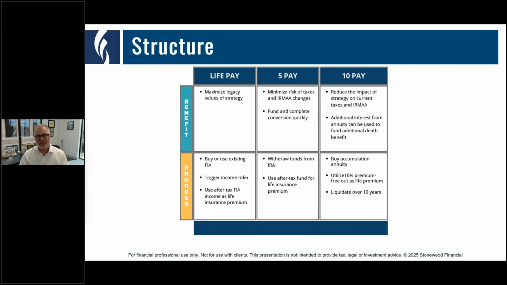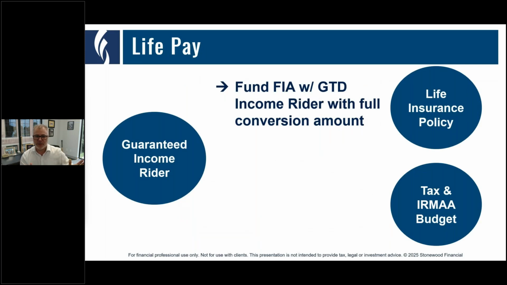So remember, with the life pay, let's just rehash here. How are we doing that? Well, we're buying an annuity with a guaranteed income rider, and we're going to fund the FIA with all of the money that we're considering for conversion. So it's a $500,000 conversion. It's all going into the annuity. And then over time, every time we trigger that rider, a portion of it goes to the life policy, and a portion of it goes to the IRS. We're going to trigger that rider in year one.